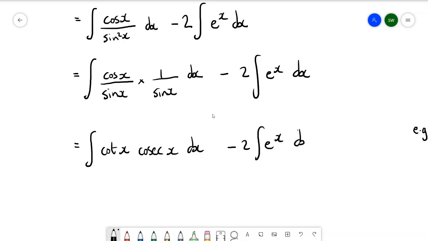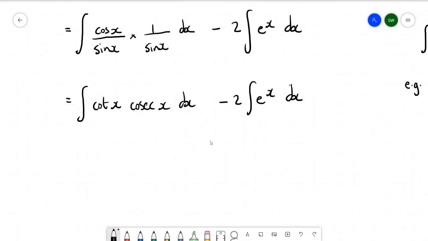So now we've got two integrals which you should recognise how to integrate. The integral of cot x cosec x is minus cosec x, and the integral of e to the x is just e to the x. So we're going to have minus cosec x minus 2 e to the x plus c.